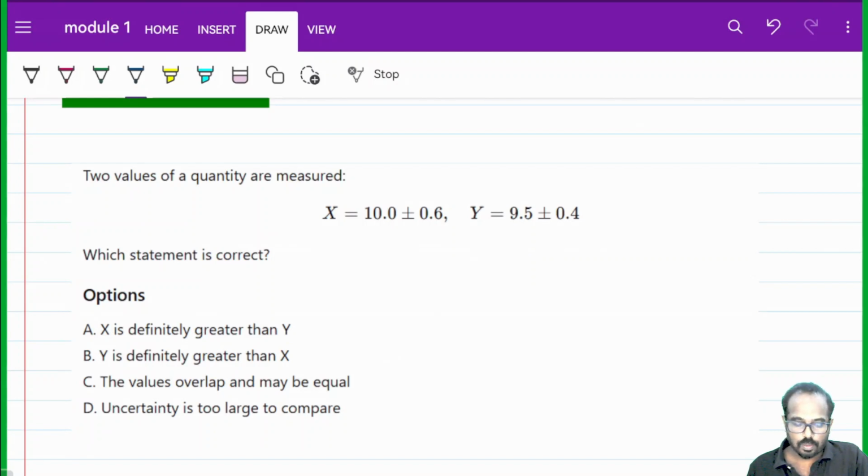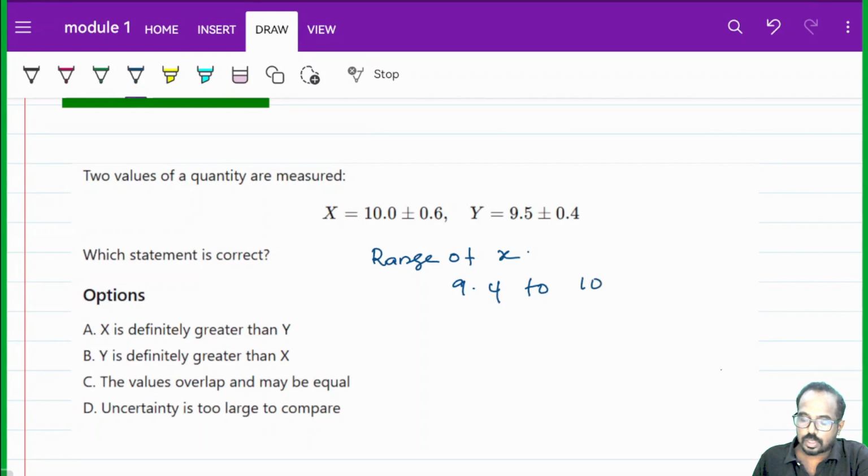Then you need to check the range of the measurement. What can be the range of x? When you check the range, 10 plus or minus 0.6, right? The minimum value will be what? 10 minus 0.6, that will be 9.4 to 10.6 is the range of x, right? When you check the range of y, what is the value? Minimum value is 9.5 minus 0.4, which is 9.1 to 9.9.